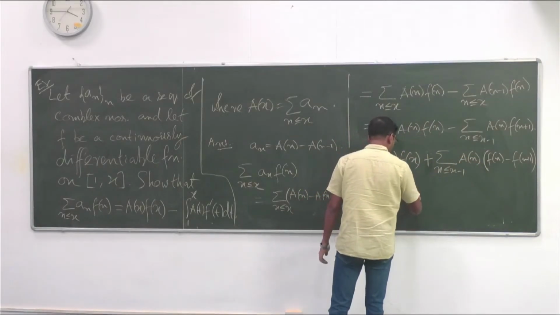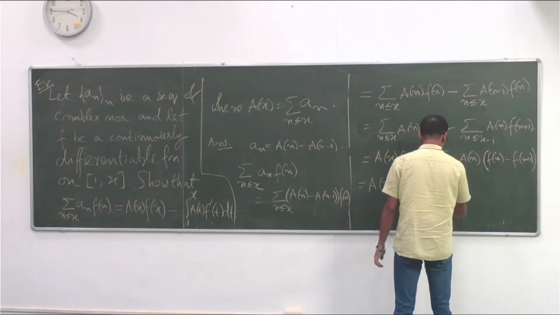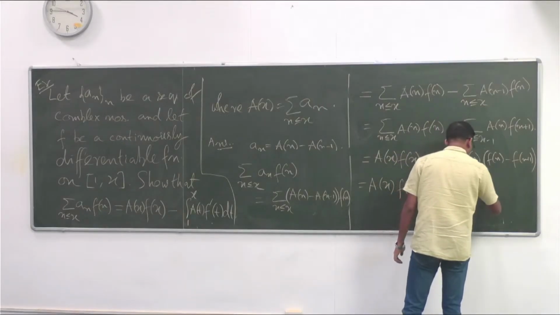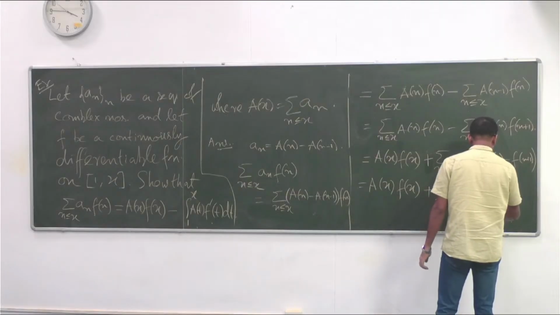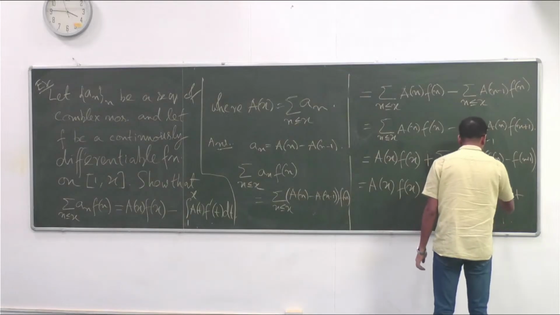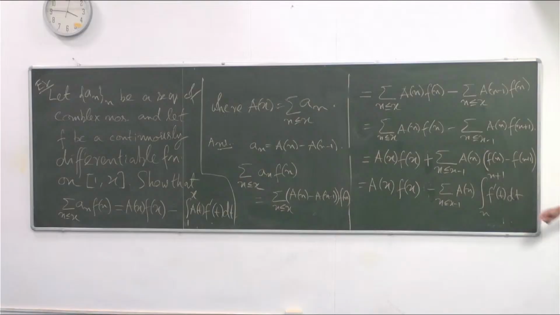a(x) f(x) plus summation n less than or equal to x minus 1 of a_n times the integral of f'(t) dt from n to n plus 1, and here it is minus because we have changed the limits; the limits are n and n plus 1, and we assume that f is continuously differentiable, so we can do this. Note one thing, that this is a step function. So from n to n plus 1 its value remains fixed, right? So we can take a(t) inside.